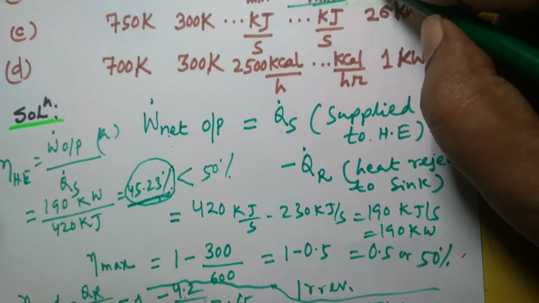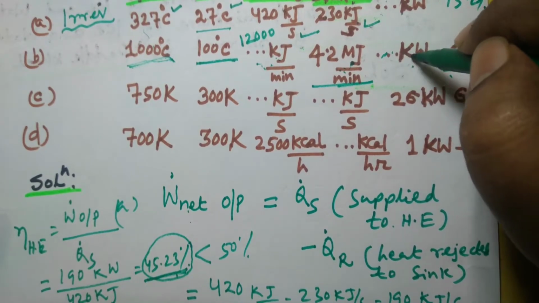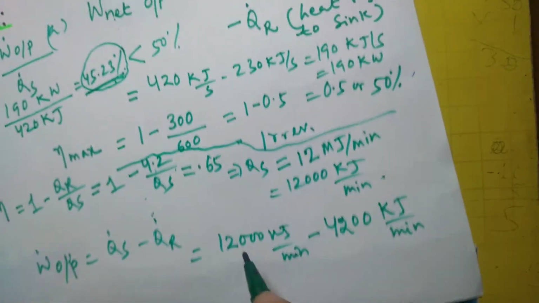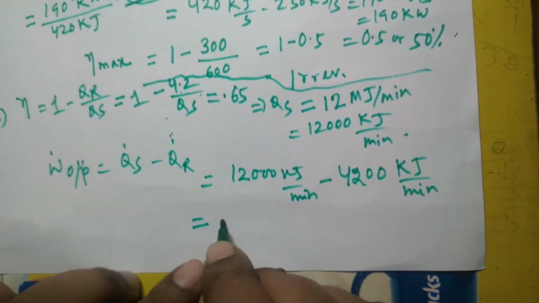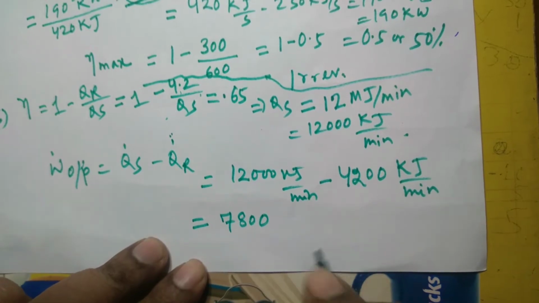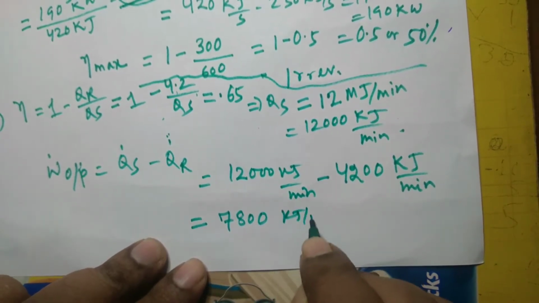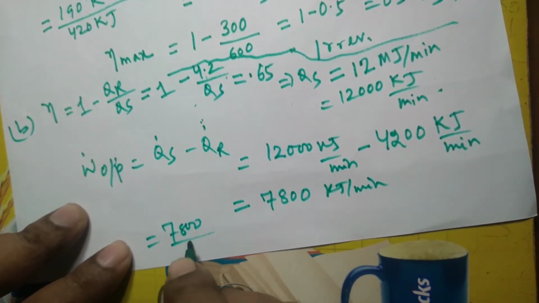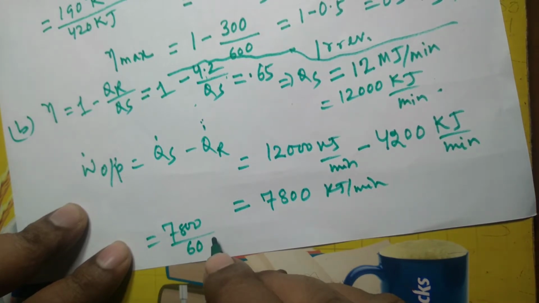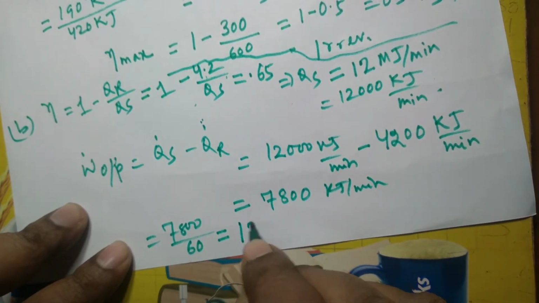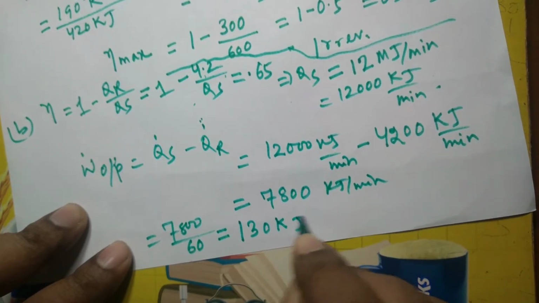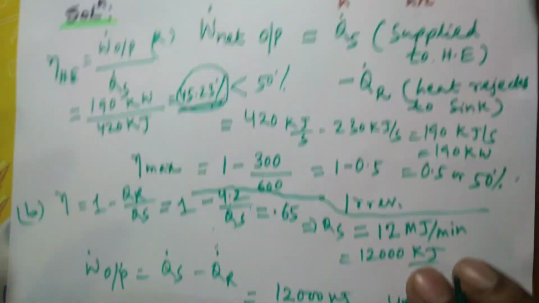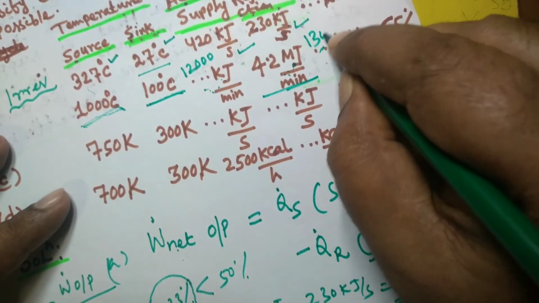But we have to fill in this blank in terms of kilowatt. So to find out that, you have to divide it by 60. This is 7800 kilojoule per minute, and this is equal to 7800 divided by 60, that is 130 kilojoule per second, that is 130 kilowatt. So work output is 130 kilowatt.